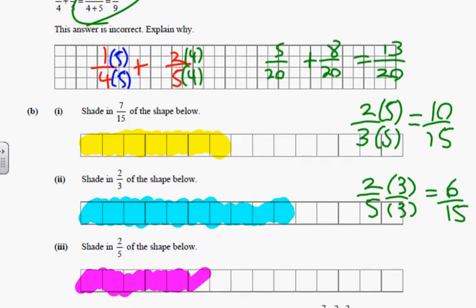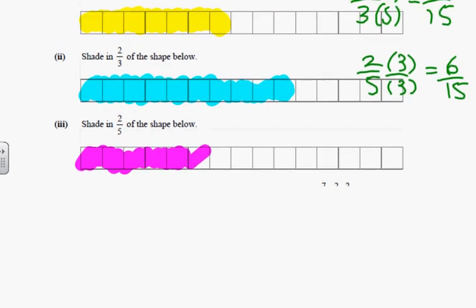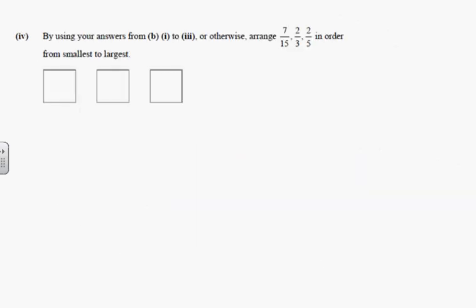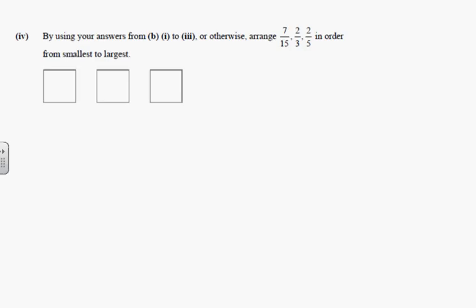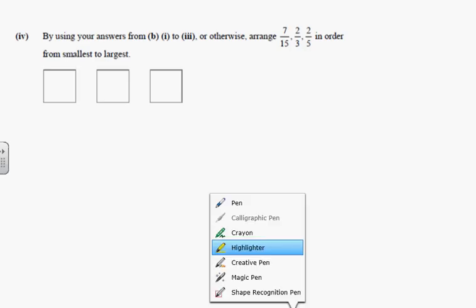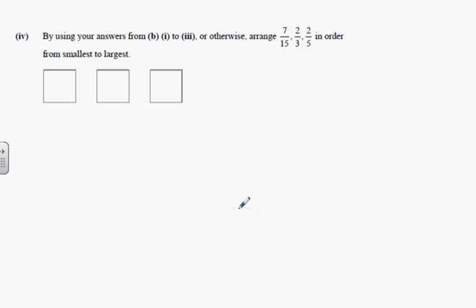There we go. Now use your answers in B from 1 and 3. Please arrange these in order of size. Well, 7/15 is bigger than 2/5. Ah, yeah, I see it now. Smallest to largest. What's smallest? 2 over 5. Second smallest, 7 over 15. And finally, 2 over 3. Everybody right with that?